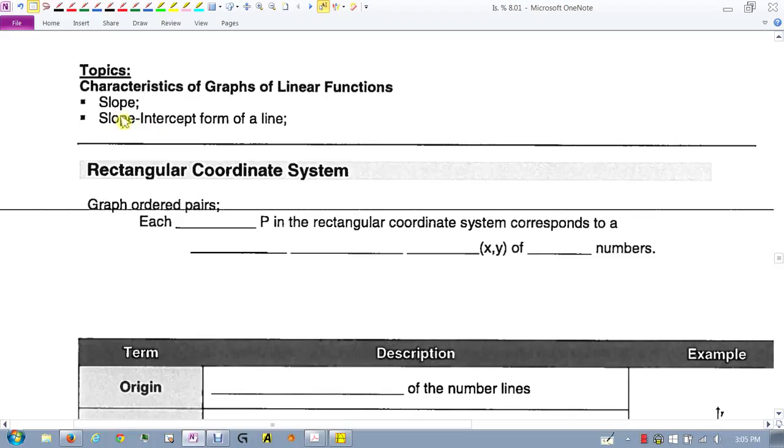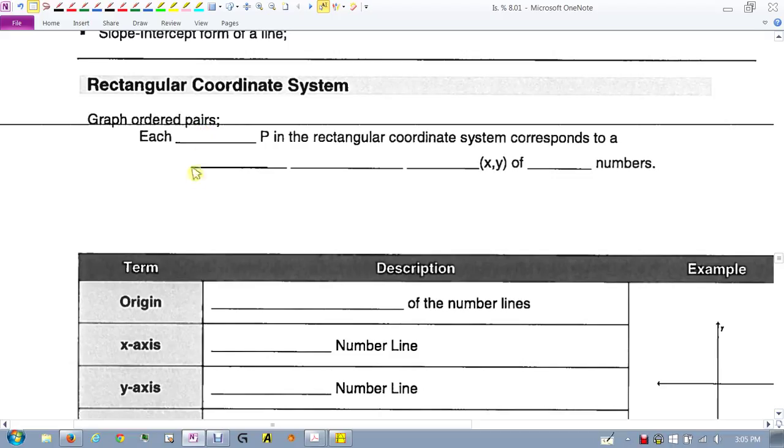And then with that slope, we're going to determine what's called the slope-intercept form of a line, meaning that every line can be written in this form. And so it's kind of like a standard form for writing a line. To start off, though, we need to make sure we understand the rectangular coordinate system. Okay, so each blank P in the rectangular coordinate system corresponds to a blank, blank, blank set of blank numbers.